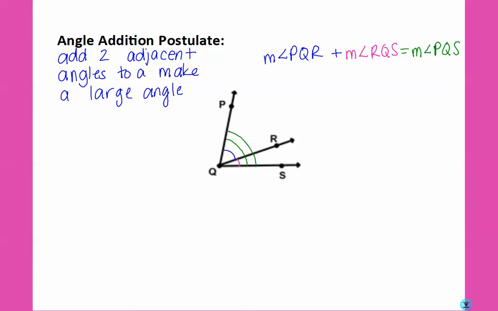So let's say the measure of angle PQR is 50 degrees and the measure of angle RQS is 20 degrees. So if the measure of angle PQR is 50 degrees plus the measure of angle RQS is 20 degrees, what would be the measure of angle PQS? It would be 70 degrees. We did something similar with the segment addition postulate. So now let's look at today's constructions.